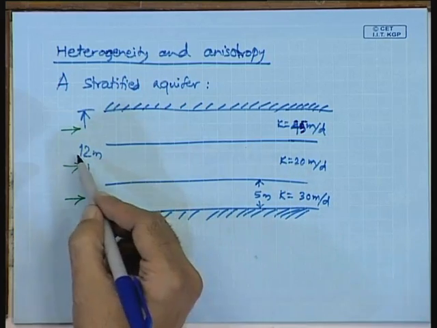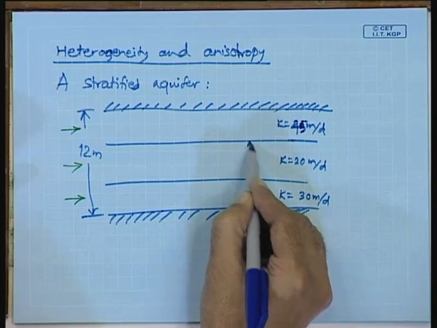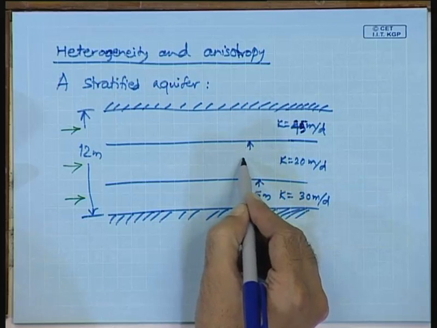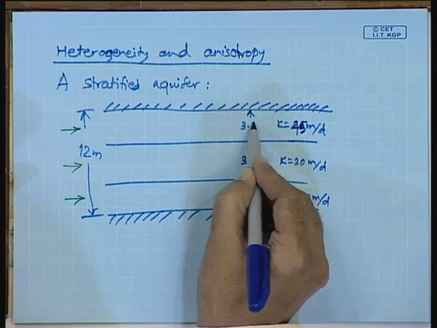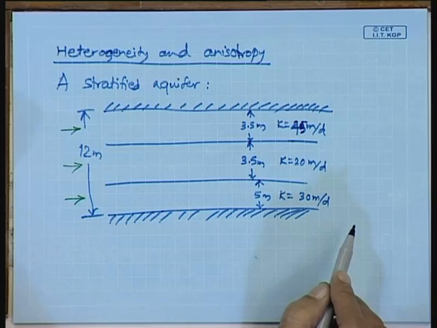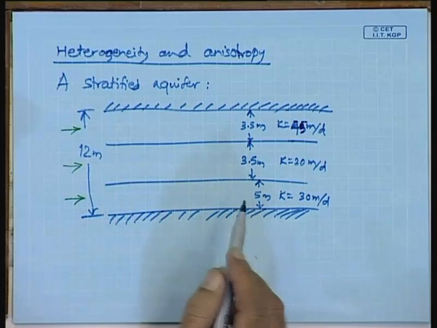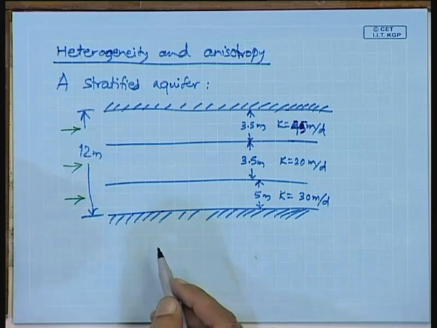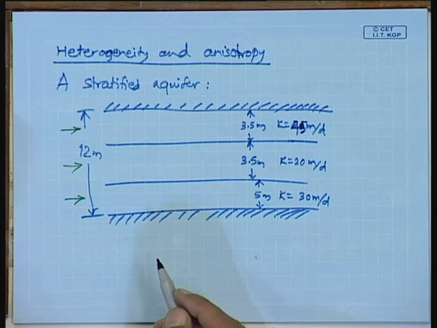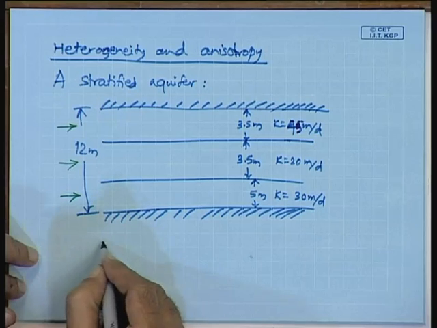So, obviously, if we deduct this 5 meter thickness of the bottom layer from the total thickness of 12 meter, we are left with 7 meters, and that 7 meters is equally distributed between the top layer and the middle layer. So, 3.5 meter is the middle layer, and so is the thickness of the top layer, which is 3.5 meter. Now the flow is along the stratifications, and for this, let us find out the equivalent permeability as well as the transmissivity. So, now let us come to the equivalent permeability.